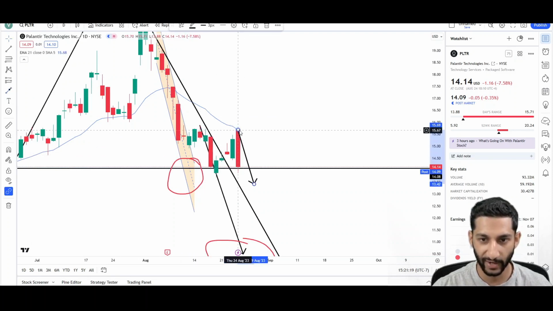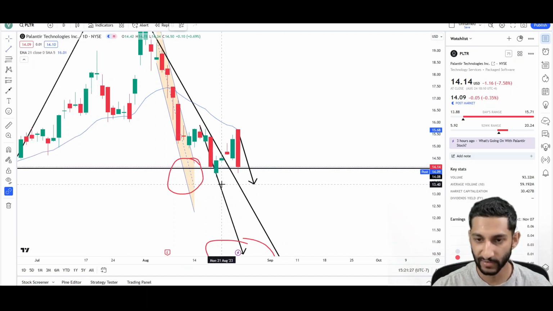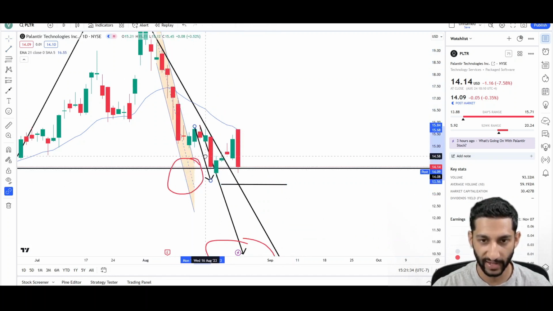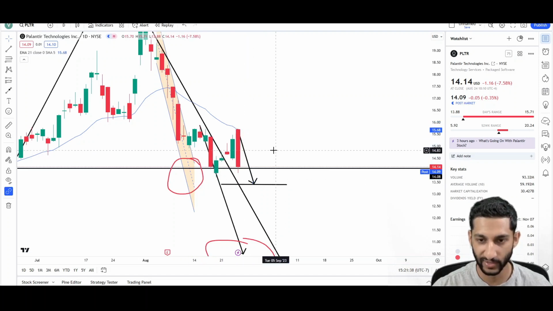And since this high right over here is lower than the previous one, Palantir is in formation of the second attempt targeting the 13.40 level. So right here is the target in the short term, because we had one large leg down, price broke that leg. This is the first attempt lower, this is the second attempt lower. So that's what Palantir is trying to do.